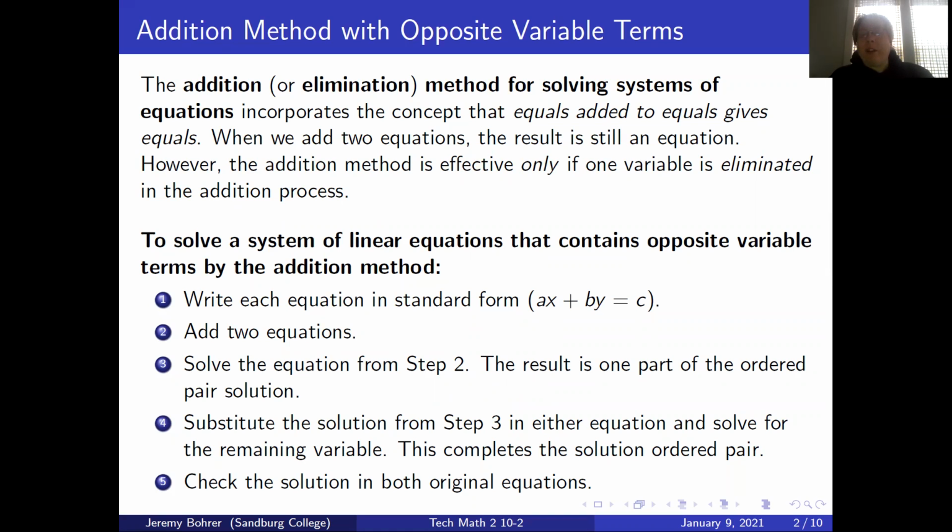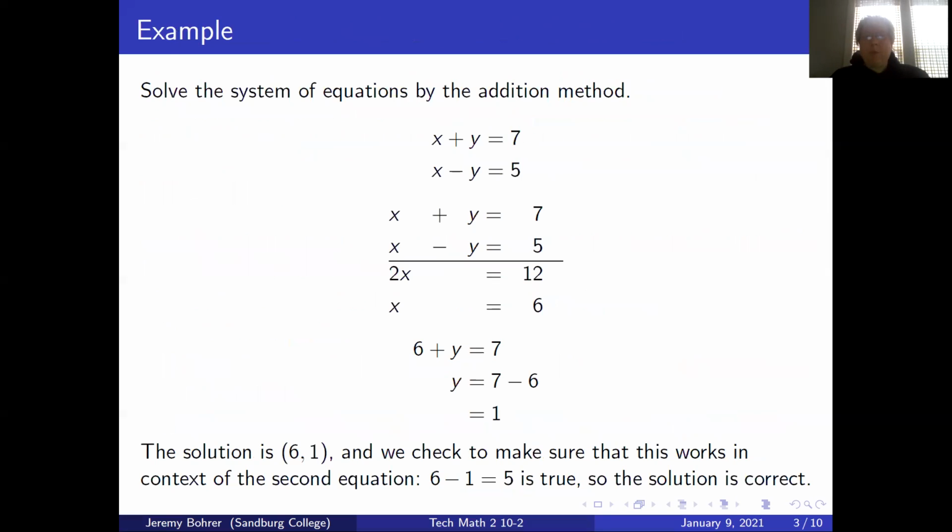To solve a system of linear equations that contains opposite variable terms by the addition method, we will write each equation in standard form, ax plus by equals c. We'll add two equations, then solve the equation from step 2. The result is one part of the ordered pair solution. Then we substitute the solution from step 3 in either equation and solve for the remaining variable. This completes the solution ordered pair, and we check the solution in both original equations.